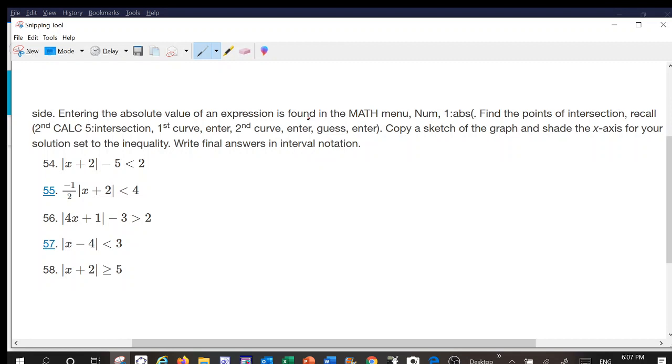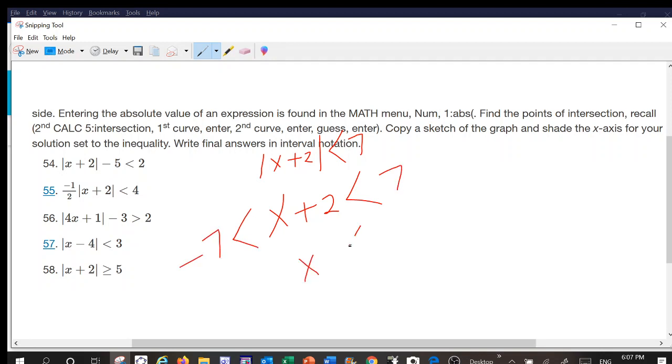Well, it's very easy. We know that we have to isolate x plus 2, right? So if you add 5 to both sides, it will be less than 7. And the shortcut works here. We just put x plus 2 between 7 and -7. Then subtract 2 from all sides. We get that. So we know the solution is that x is between -9 and 5, right?